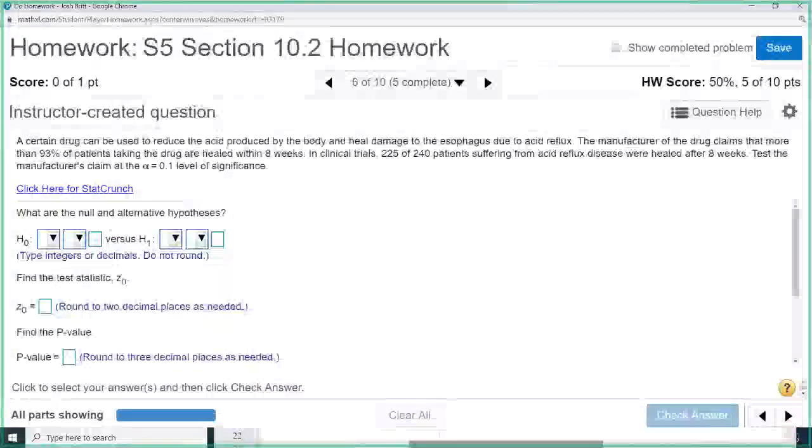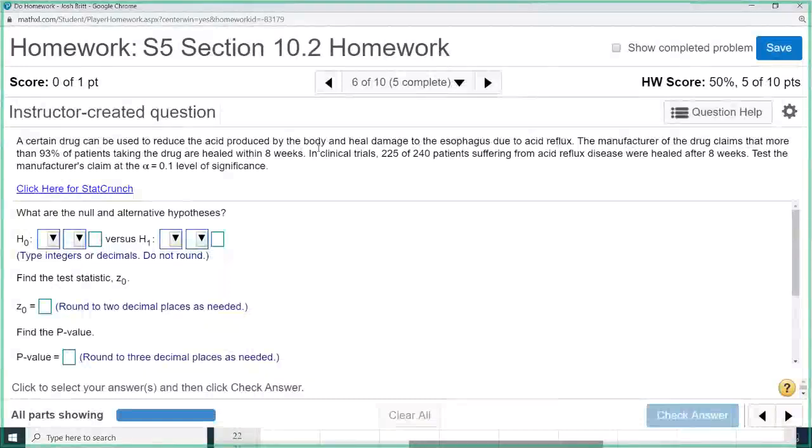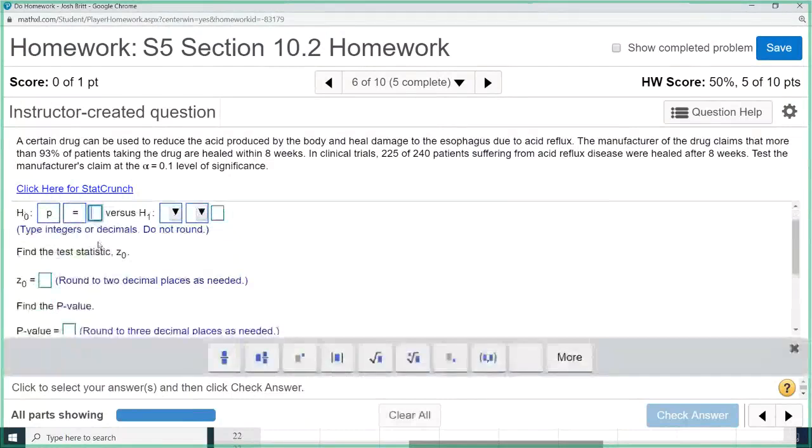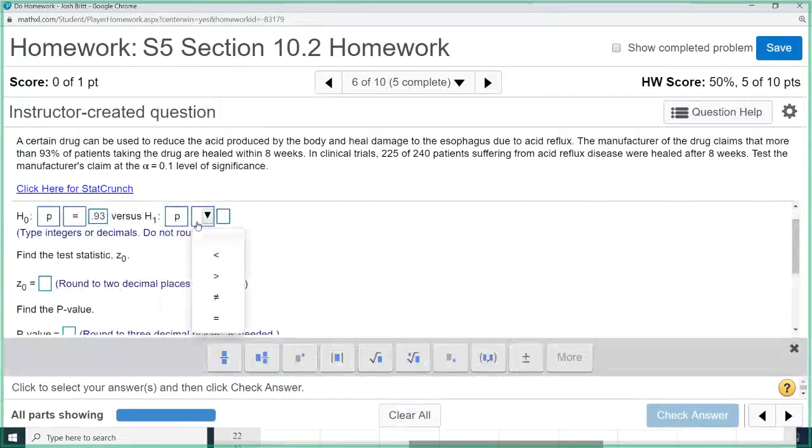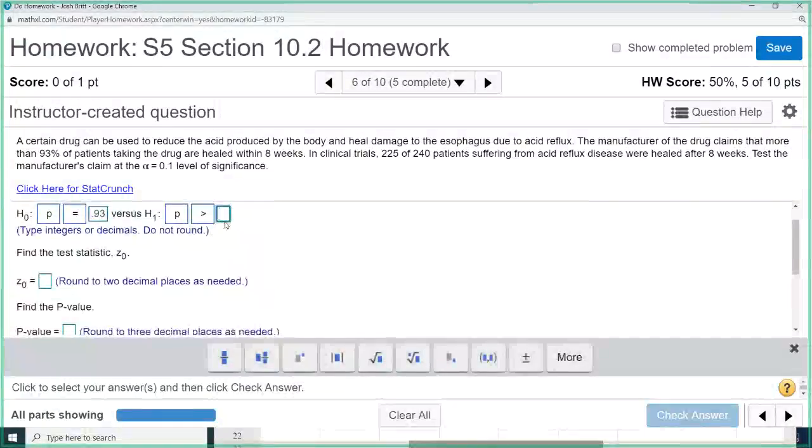A certain drug can be used to reduce the acid produced by the body and heal damage to the esophagus due to acid reflux. The manufacturer of the drug claims that more than, here's the claim, more than 93% of patients taking the drug are healed within 8 weeks. So the null is proportion equal to 93%. That's the standard. And then he comes along and claims that more than 93%.